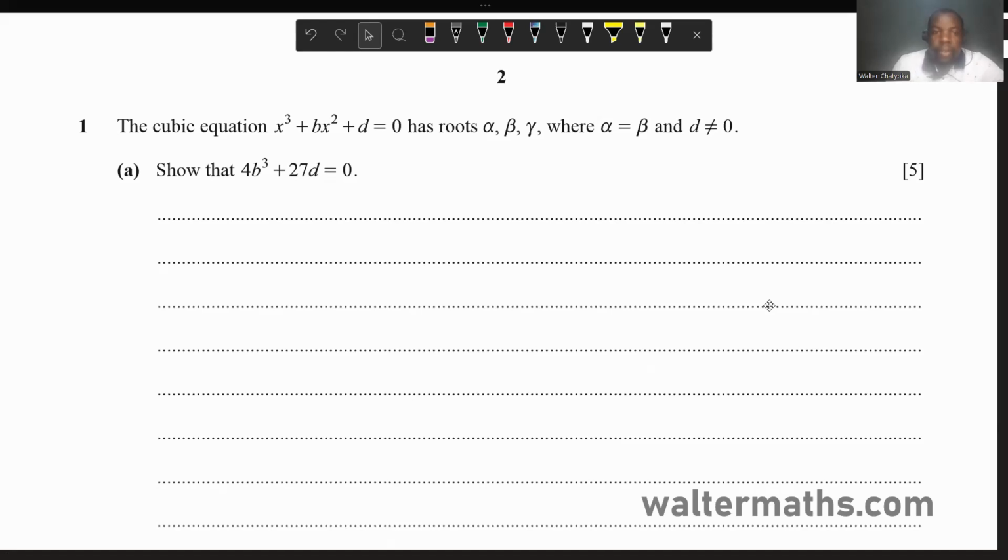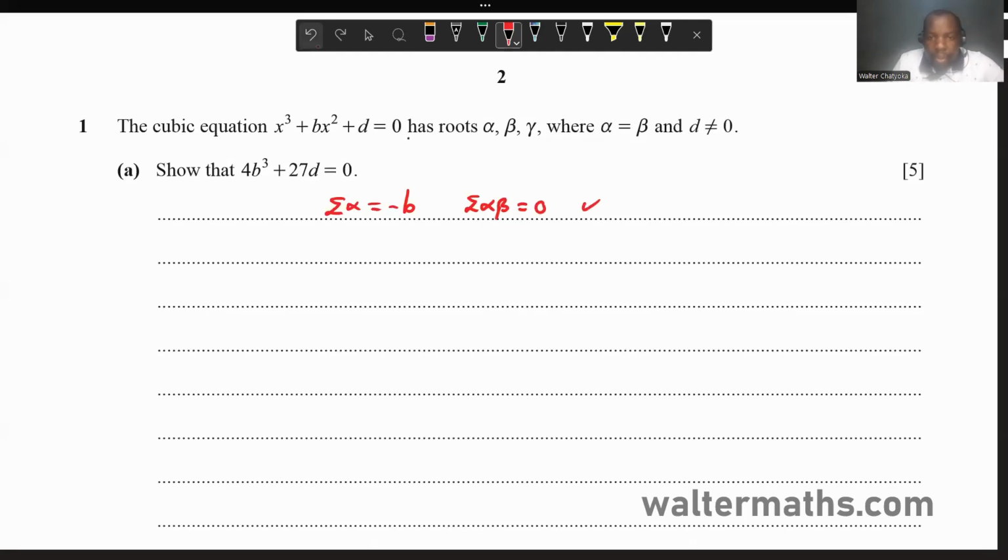All right. So in this particular case, we have been given this cubic polynomial equation. And basically, what we need to know is the sum of roots of this cubic polynomial equation. And the sum of roots should be minus b over 1. So that's minus b. Then we also need to know what the sum of product of pairs is. So sum of product of pairs is actually 0 because we do not have a term in x here.